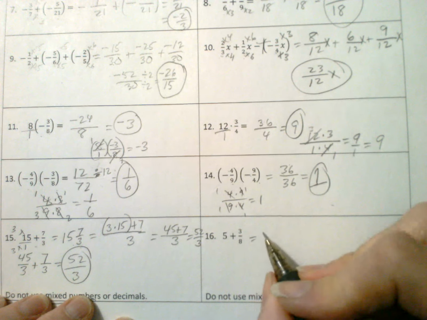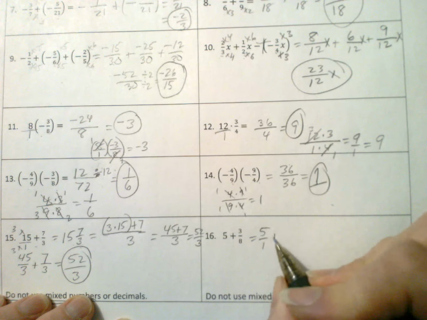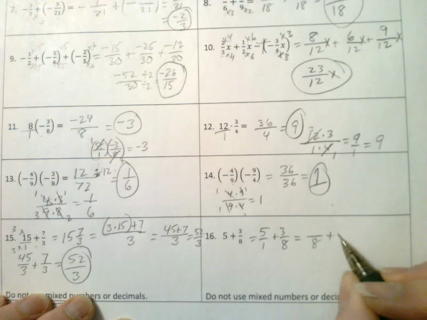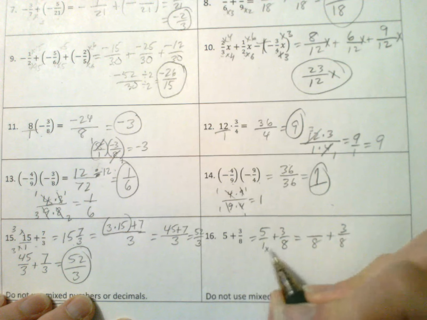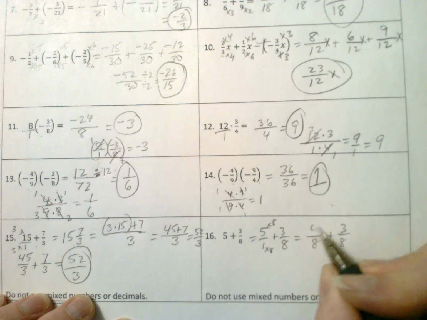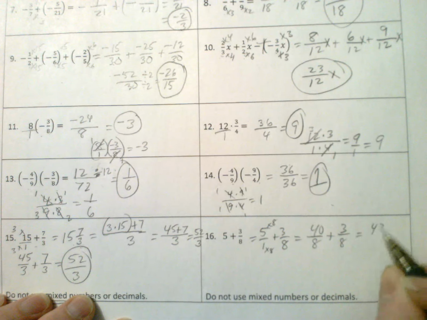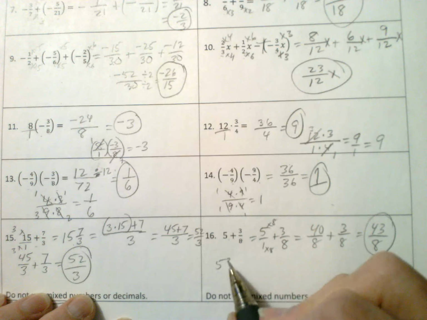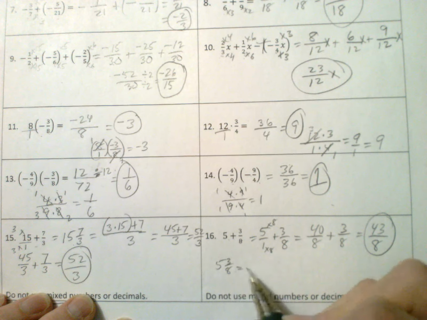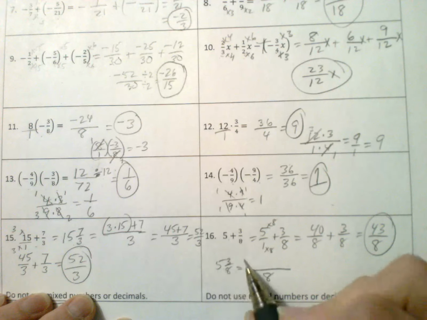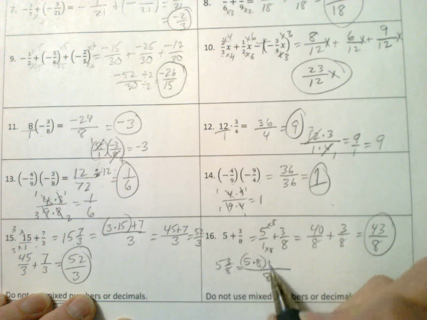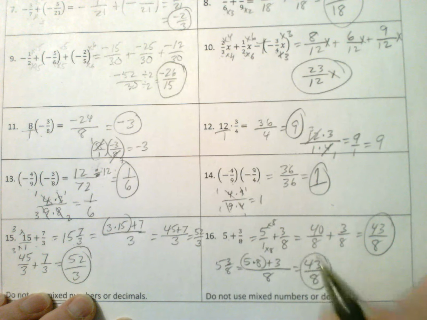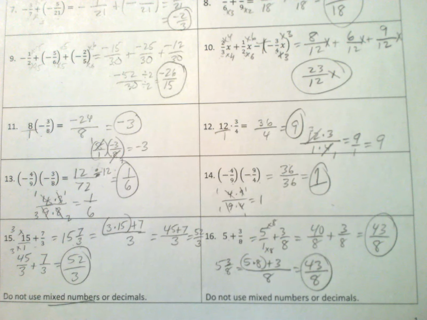This is going to be 5 over 1 plus 3 over 8, which is the same as 2 things over 8. So times 8 is 40 equals 43 over 8. If you want to double check, 5 plus 3/8 is 5 3/8. A mixed number would be 5 times 8 plus 3, which is 43 over 8. Either way, hope this was helpful.